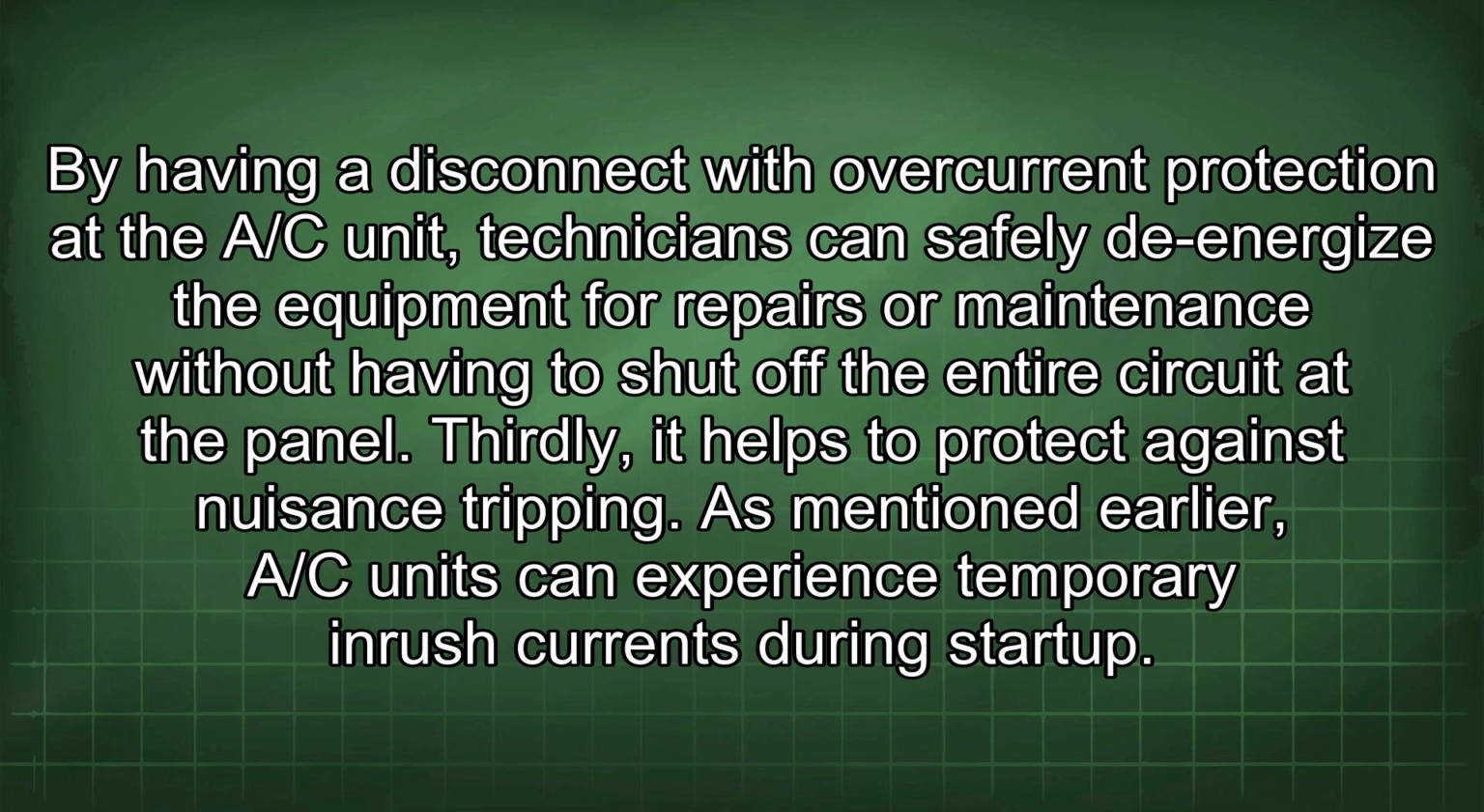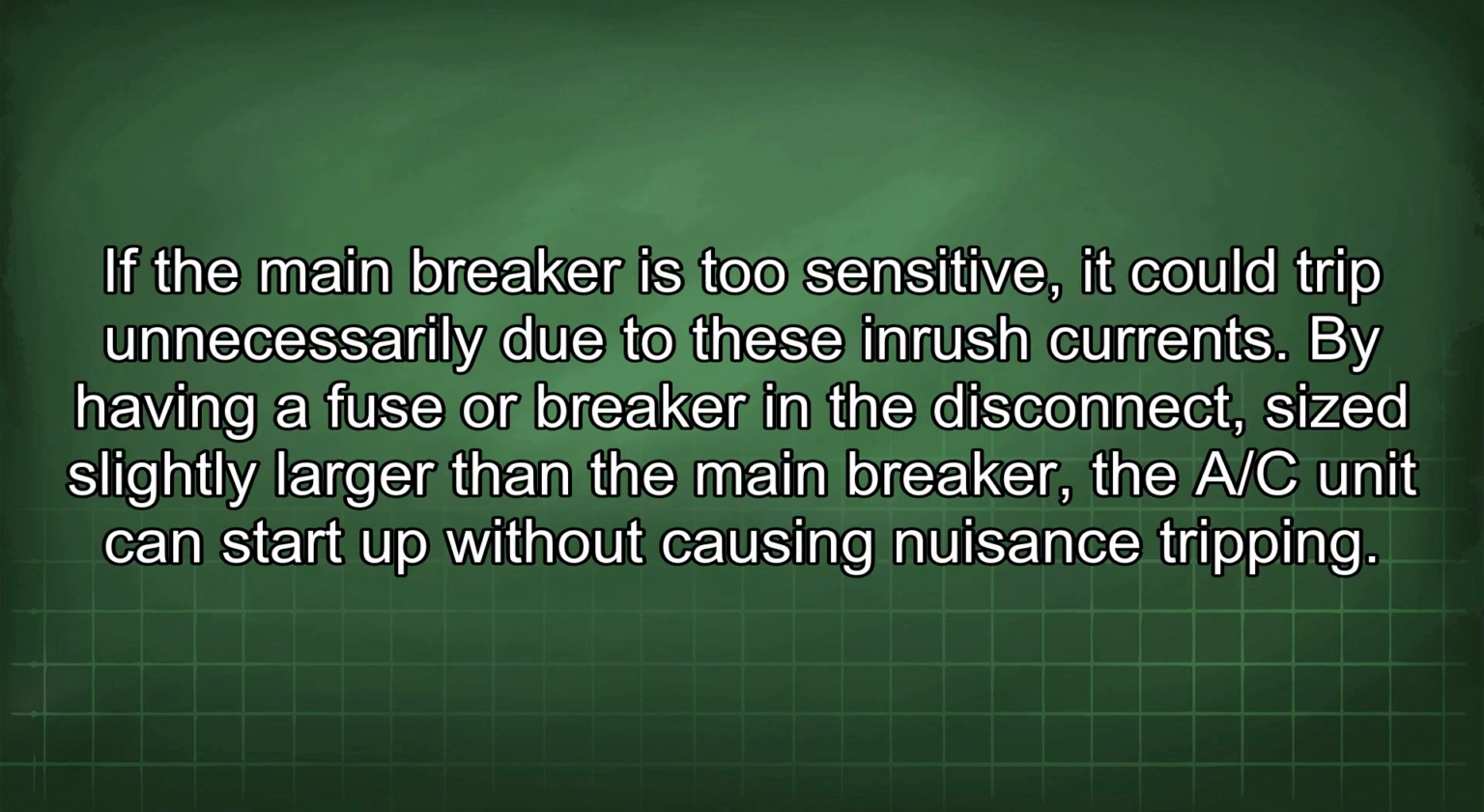Thirdly, it helps to protect against nuisance tripping. As mentioned earlier, A/C units can experience temporary inrush currents during startup. If the main breaker is too sensitive, it could trip unnecessarily due to these inrush currents. By having a fuse or breaker in the disconnect, sized slightly larger than the main breaker, the A/C unit can start up without causing nuisance tripping.